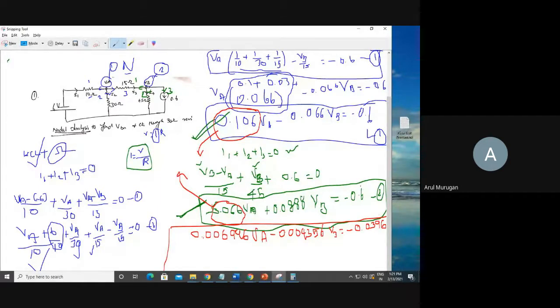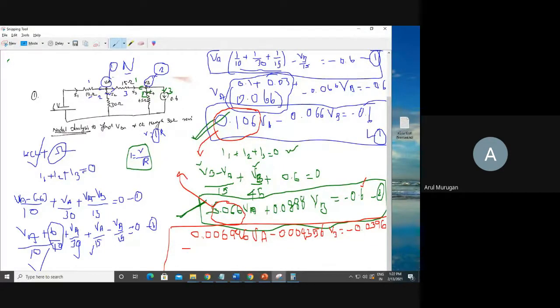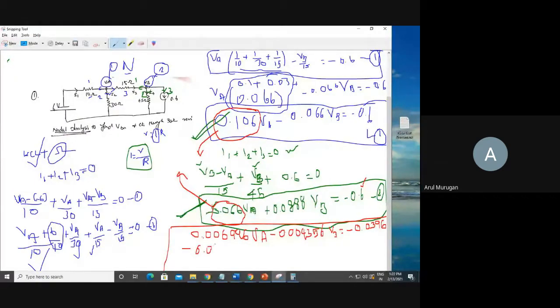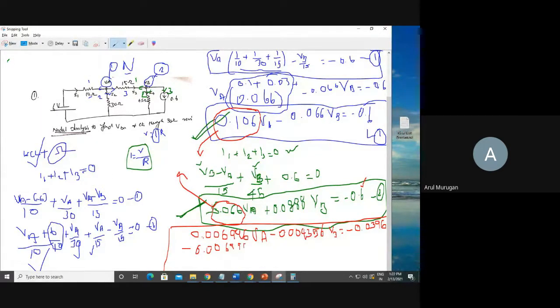Similarly, the second equation, I multiply by 0.106 with these three terms. Take 0.106 and multiply with 0.066. The same answer is coming, but here what sign is there? We write a minus sign. On the calculator you can see the answer: 0.006996 VA. Then here there is a plus sign. Write the plus sign.